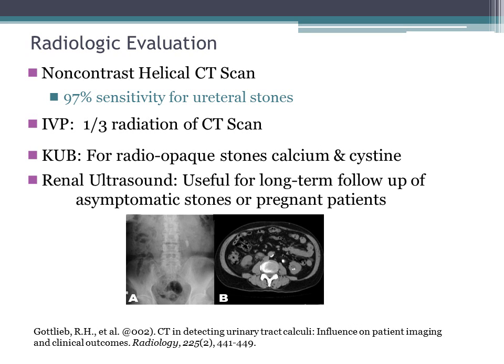What are the radiological tests that may be ordered? A very popular one is the non-contrast helical CT scan. It is 97% sensitive for ureteral stones. IVP has about a third of the radiation of CT scans, but there is always the risk of problems with the dye. And a KUB of the abdomen is especially good for radio-opaque stones, including calcium and cysteine. Renal ultrasound is very useful for long-term follow-up of asymptomatic stones or in pregnant patients where you may be doing multiple studies.